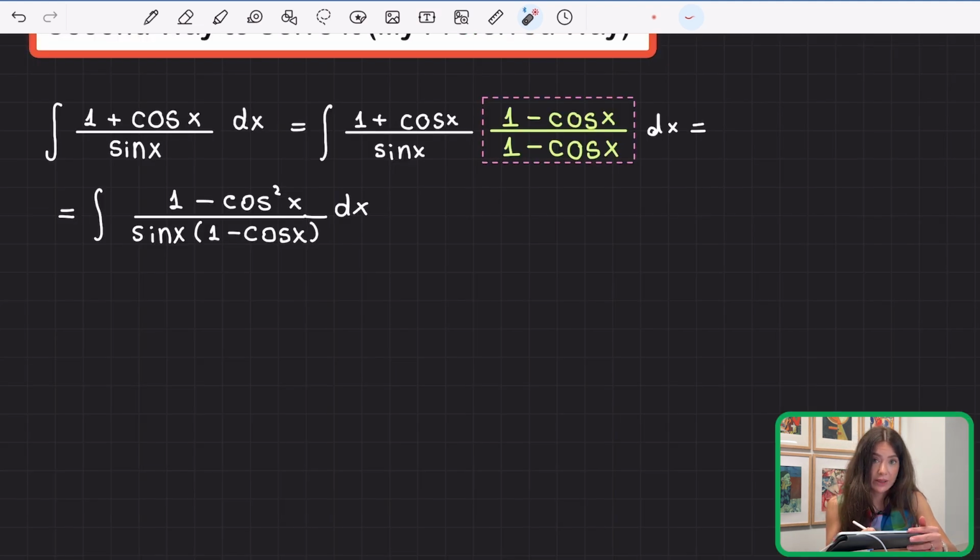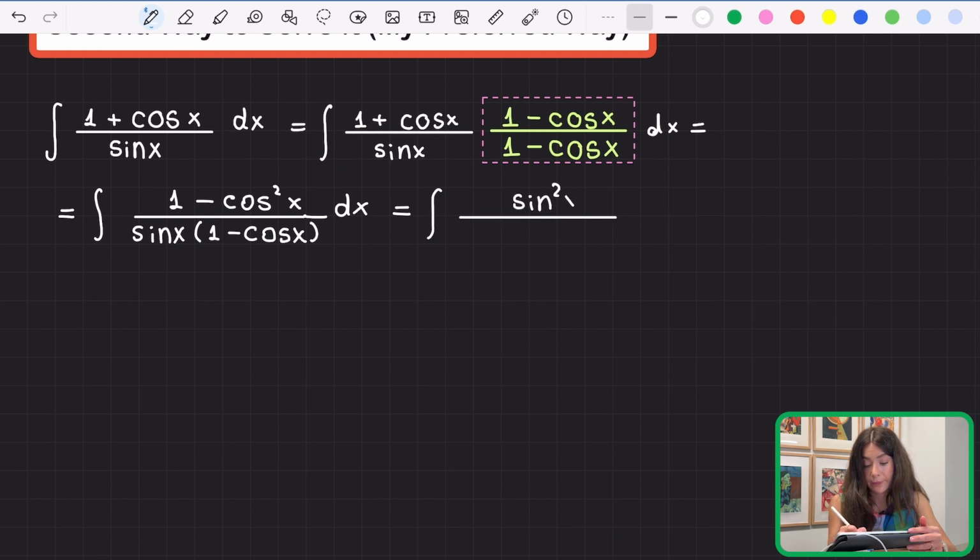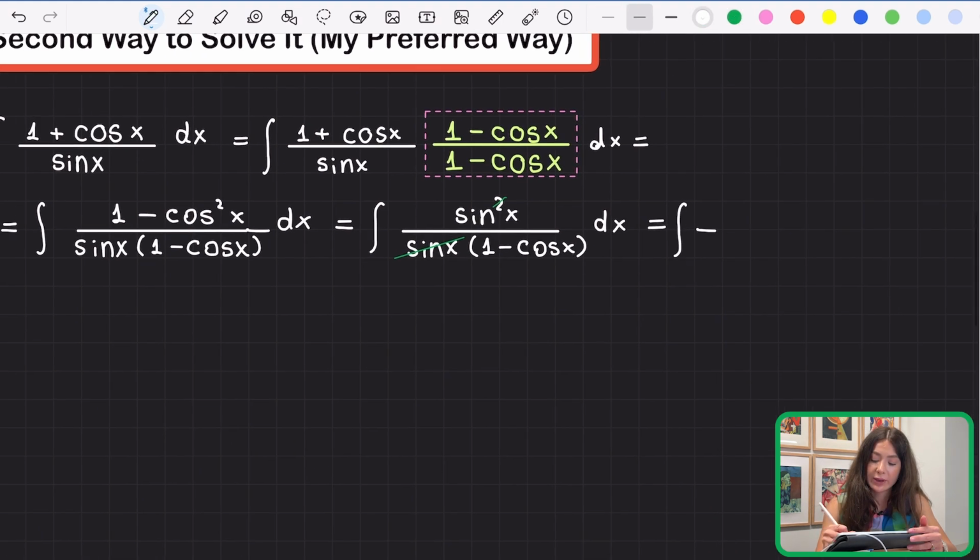So 1 minus cosine squared is sine squared. So I'm going to rewrite that as sine squared in the denominator. I have 1 minus cosine x here. And this is going to feel special because you can cancel one sine in the numerator and in the denominator. Now all I have left, and I want to rewrite it separately, is this.